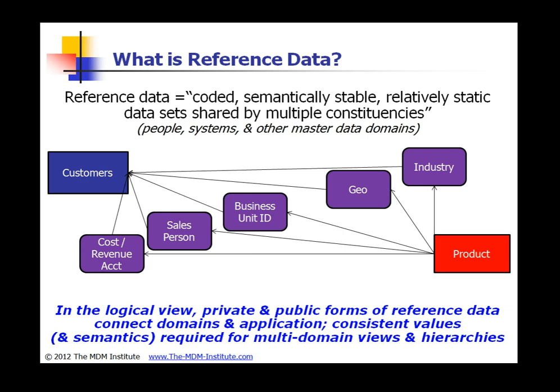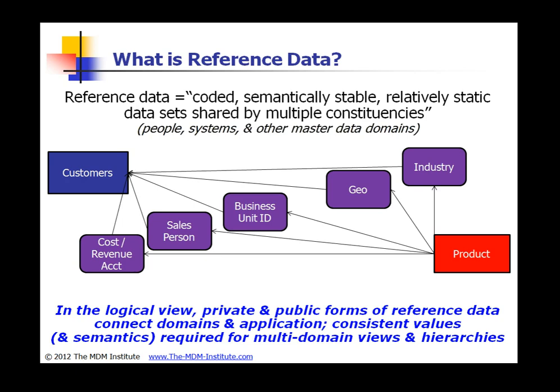If we talk about the logical view, there are two types: private and public reference data, and we'll go into more detail later as we drill down. This private and public reference data connects your MDM domains and your application systems. You need consistent values and the semantics to go with them in order to achieve real multi-domain MDM. A lot of the MDM systems out there have multiple software stacks that don't link together, because they don't have semantically consistent reference data, metadata and processes to allow them to hook together.